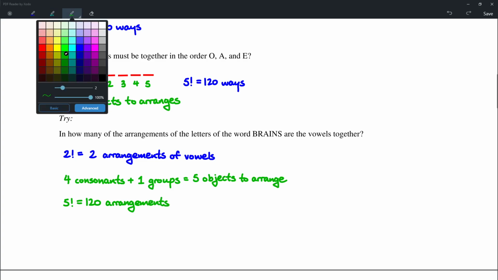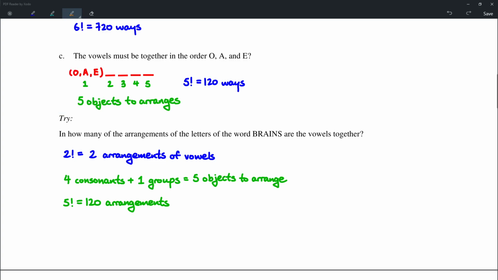And finally, using, once again, the fundamental counting principle, we have 2 for the 2 different arrangements of the vowels, times 5 factorial, which is 120. So that's the group of vowels plus the 4 consonants. And once we multiply those together, we have 240 ways to arrange the letters.